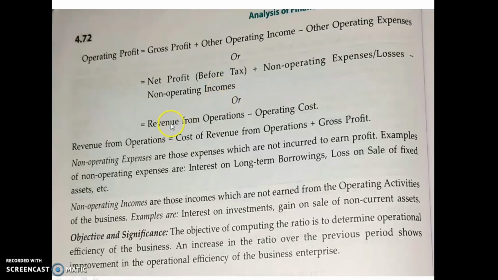Or you can use the formula revenue from operation minus operating cost. These are the 3 formulas which will help you to get the amount of operating profit. Now for revenue from operation, you can use the formula cost of revenue from operation plus gross profit.